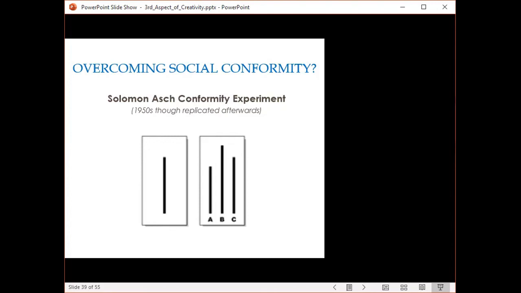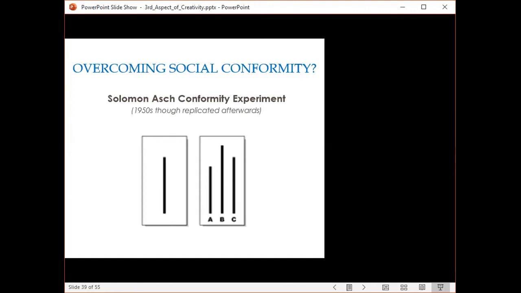Okay, so after several rounds, they get to another set of images. Here's a single line. Here's a set of three lines. Which line in the set matches the height of the first one? Okay, and the first person says A. And you're like, A? What do you mean, A? Next person, A. And then A, and then A, and then A, and then it gets to you. And you're like, what in the world is everybody talking about? What do you mean, A? What do you think happens to you when you're placed in that situation and everybody says A up to you?